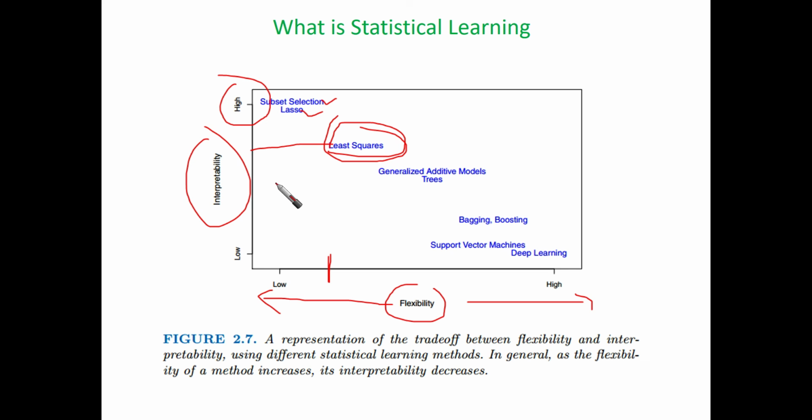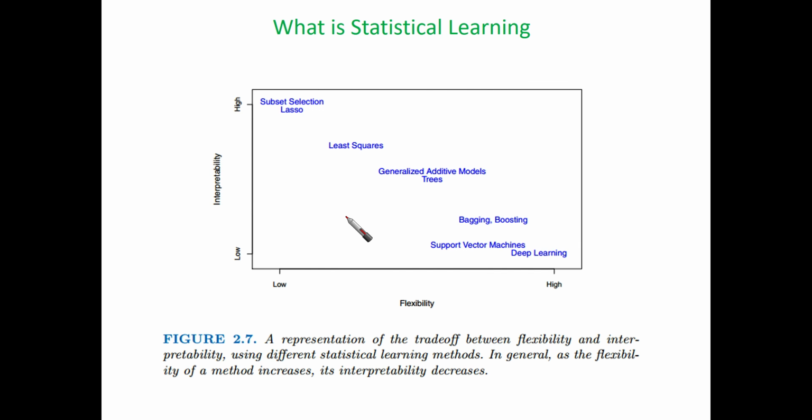We can interpret better. Then if you go to this side, you can increase the flexibility with generalized additive models. Generalized additive models are also linear models, but some sort of non-linearity we can handle there. So the flexibility increases, but you lose some interpretation ability. Then you have other methods like boosting, bagging, support vector machines, deep learning. Those are very, very flexible, because the functions can take so many forms, but then it is very hard to interpret.